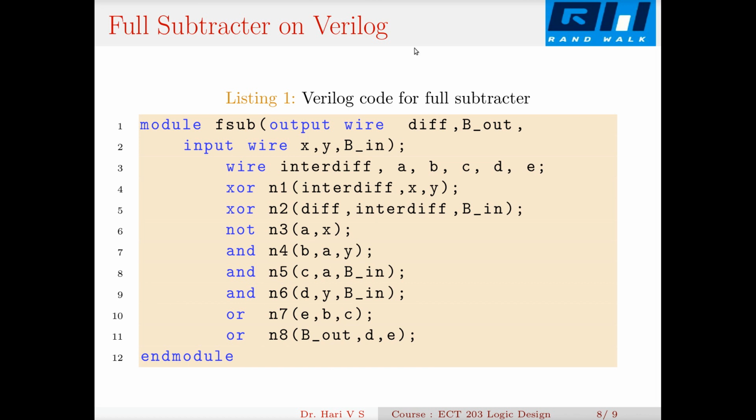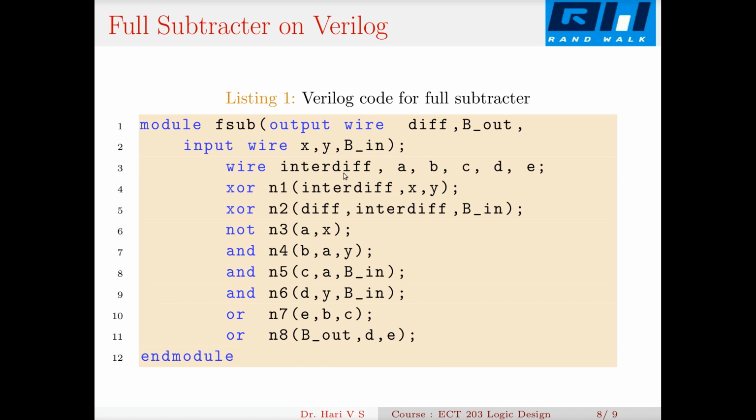I start the module, say F sub. Module F sub, some output wires. What are these outputs? Difference is one output, borrow output. Here I change some names, that's all. dn is my difference, then the borrow output; these are the outputs. And what are the inputs? They are wires: x, y and b in. X, y and b in, that is borrow in, or the previous borrow. These are the xn and yn bits. This is the bn minus 1.